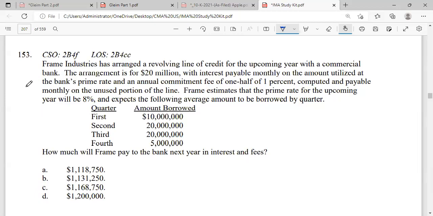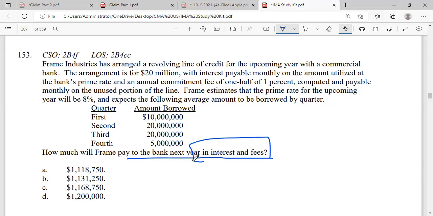Then question number 153. How much will Frame pay to the bank next year in interest and fees? These are the keywords we need to keep in mind while reading the full question: next year, interest and fees. Frame Industries has arranged a revolving line of credit for the upcoming year with a commercial bank. The arrangement is for 20 million with interest payable monthly on the amount utilized. So 20 million is the line of credit, and whatever amount you utilize, you pay interest on it.